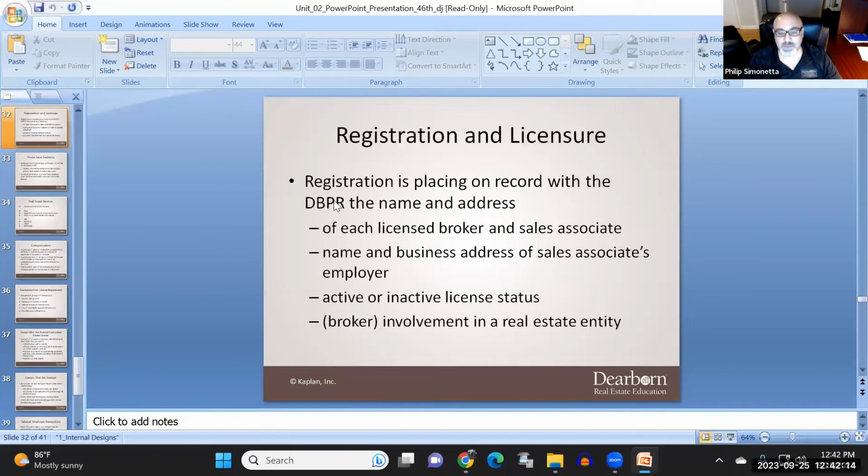Okay. Registration and licensure. Registration is placing on record with the DBPR the name and address of each licensed broker and sales associate, name of business address and sales associate's employer, active or inactive license status, and broker involvement in the real estate entity. Let me explain what this is. When you're a sales agent, you're licensed. When you're a broker, you're licensed. Now, when I own a real estate brokerage, I could have partners who are not licensed, but they cannot perform real estate duties. They can be my partner on the business, but they cannot show houses or negotiate contracts. They can handle the marketing and the training. They can be a private investor, money-wise, just invested to make a part of the business.